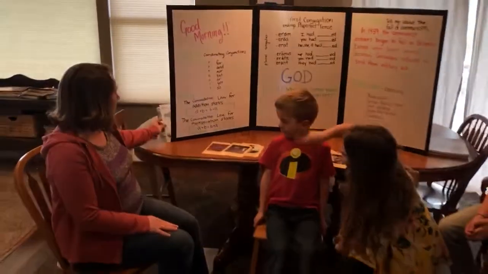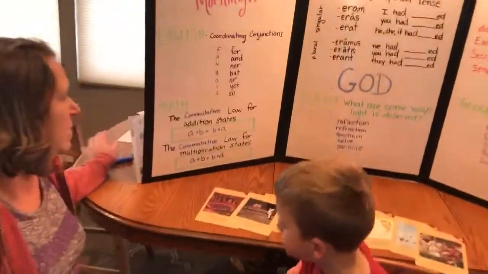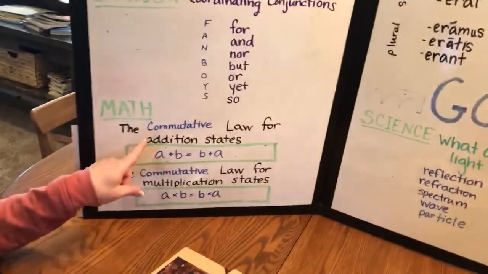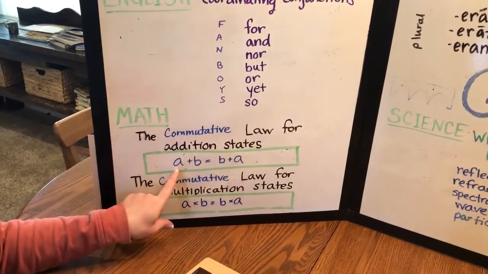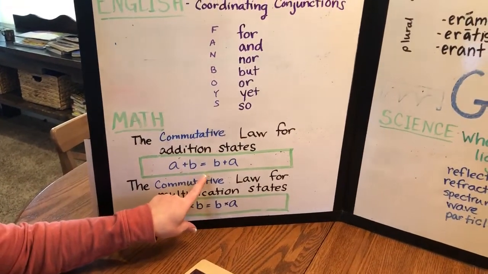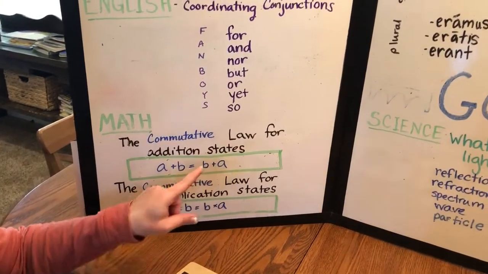Over here for math, we get to do the commutative law today. And for this, it says the commutative law for addition states A plus B equals B plus A.